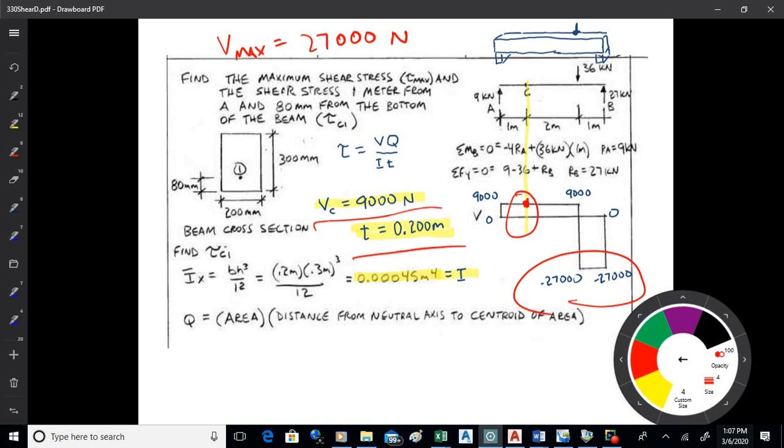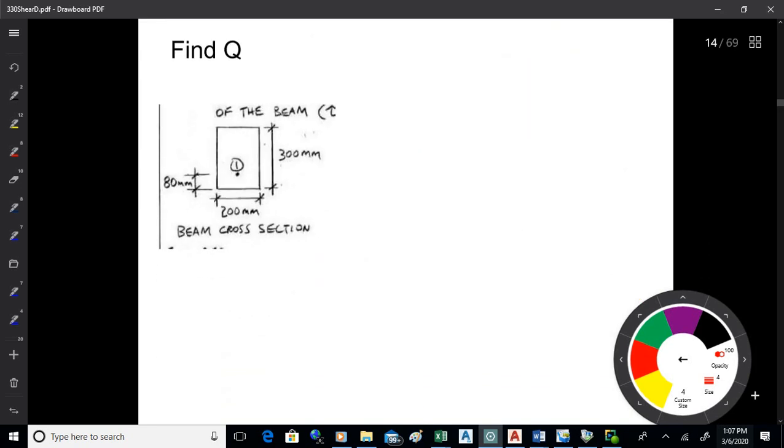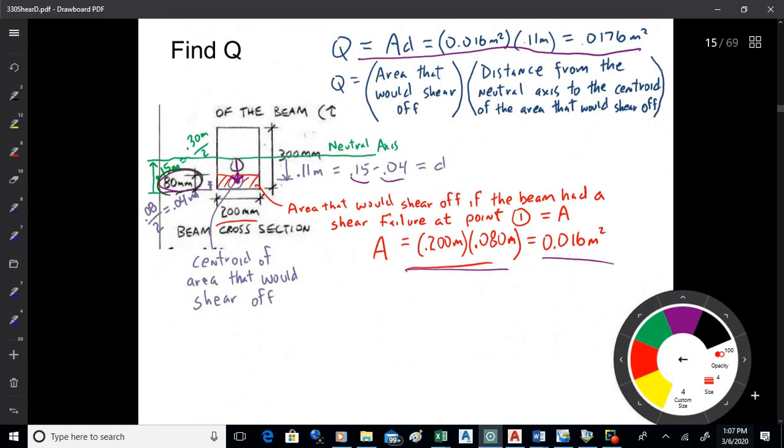And Q seems to, in the past, have been a stumbling block for people. So let's be sure that we understand Q and what it is. This is the slide I had. You could screenshot it if you're online. I handed out a copy of this. I don't think everybody has a copy of this. I gave it to everybody. All right, so what we've got is Q is AD. I think of A as being the area that would shear off if the beam failed. And D is the distance from the neutral axis to the centroid of the area that would shear off.